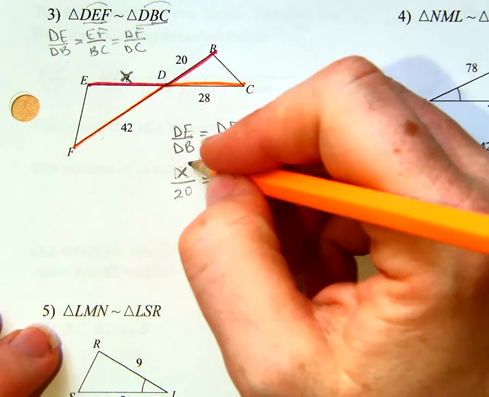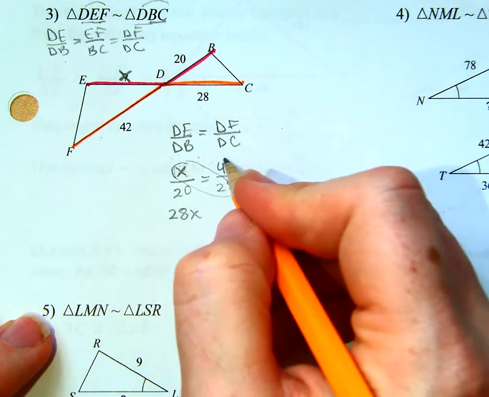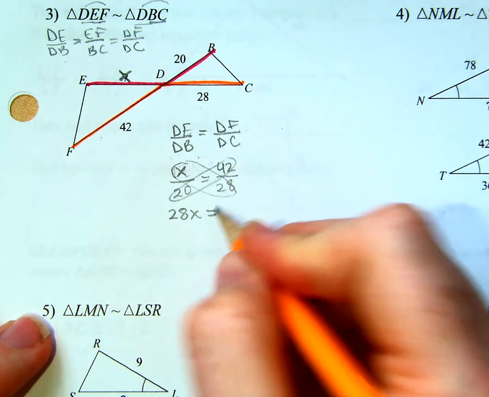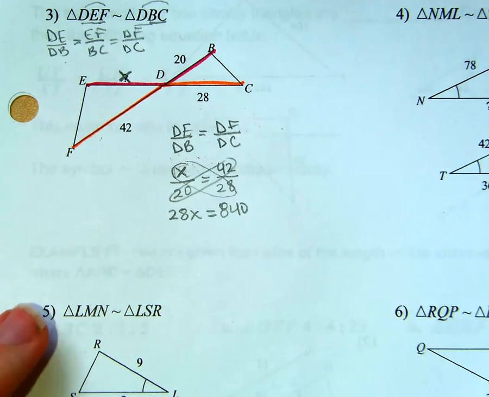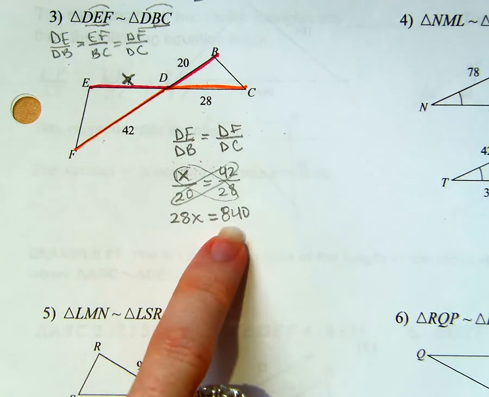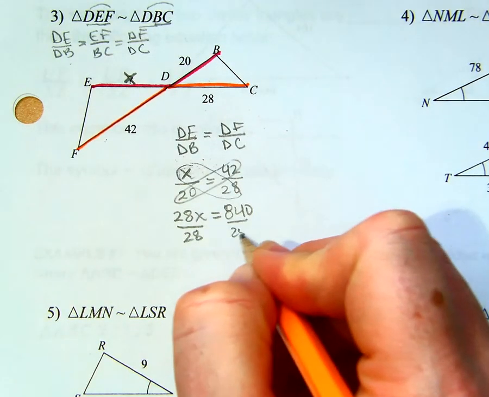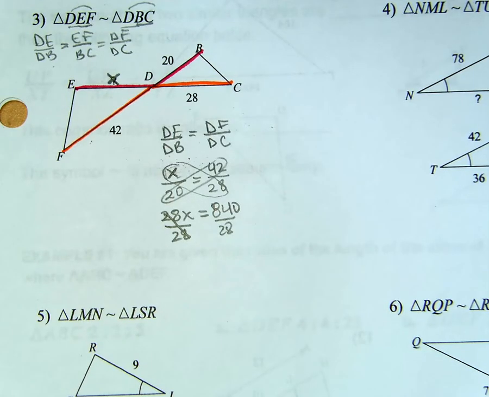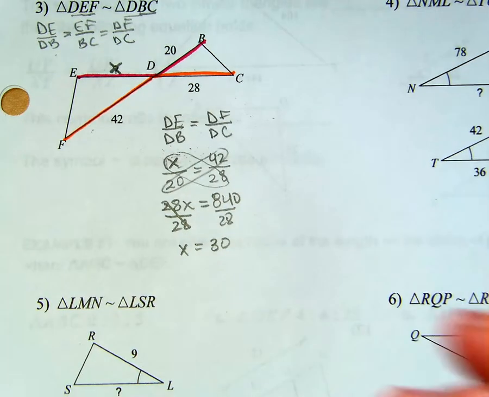And then I just need to solve. So I'm going to multiply. That's going to give me 28x equals 840. Oops. So I did 42 times 20, and that's where the 840 came from. And then I just need to divide by 28. And I get x equals 30.